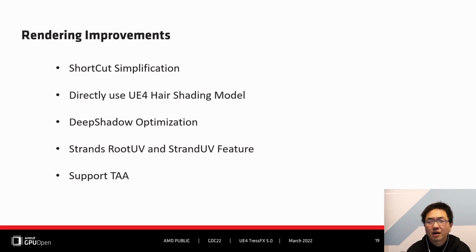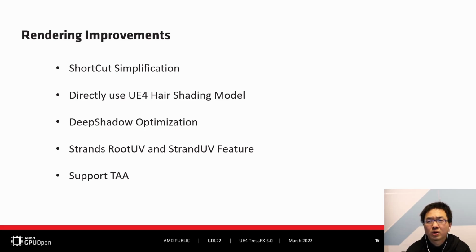In this section, I will talk about rendering improvements. In 4.1 version, we use shortcut as the rendering solution. Shortcut needs to shade 3 layers by default, but the new solution just needs to shade 1 layer. In 4.1 version, the shading model is Kajiya, but now we use UE4's hair shading model.